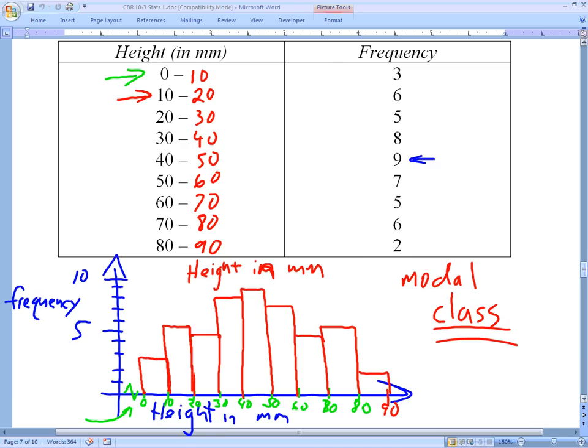Modal, what's the root of that? Mode we'll talk about on the next slide, but mode's one of our uses for finding the central tendency or the average of data, and it's the one that occurs the most, sort of an alliteration thing there. So mode is most, and which one occurred the most? That would be this class right here from 40 to 50.